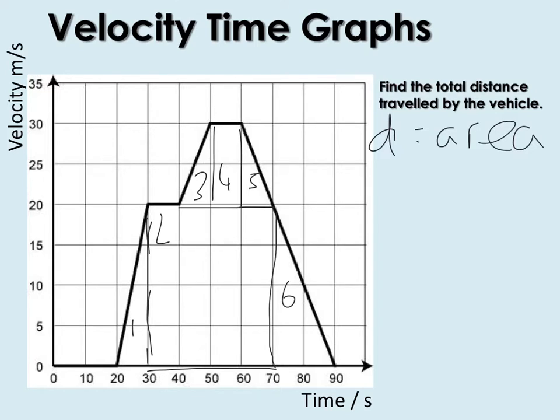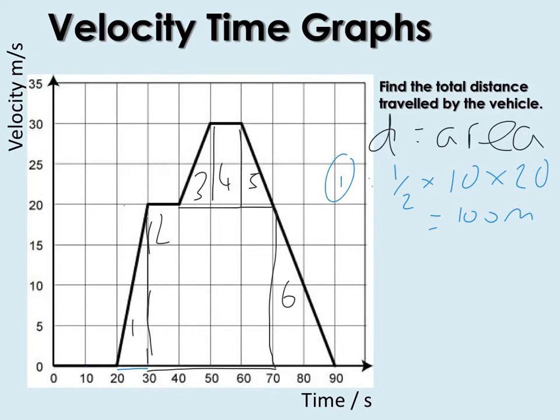To find the area of part 1, we realise that part 1 is a triangle, so part 1 will equal a half times base times height, which is the area of a triangle. Our base here is 10, and we're going to times that by the height, which goes from 0 to 20, which will be 20. That leaves us with an answer of 100. So for part 1 we get an answer of 100 metres.